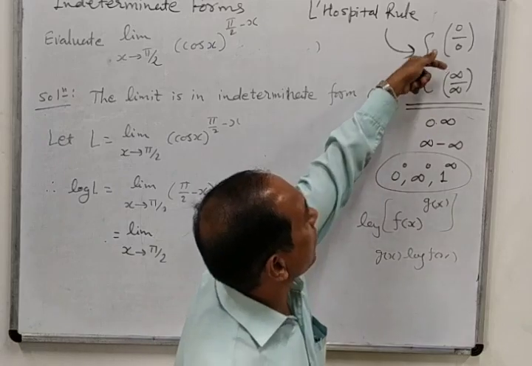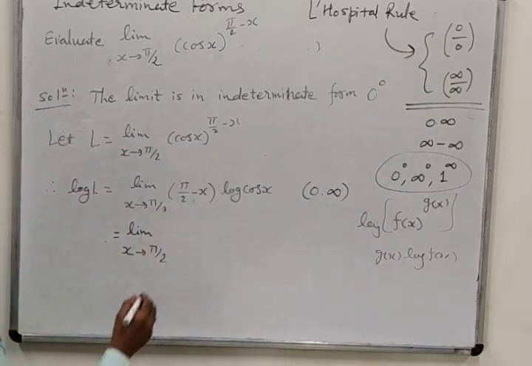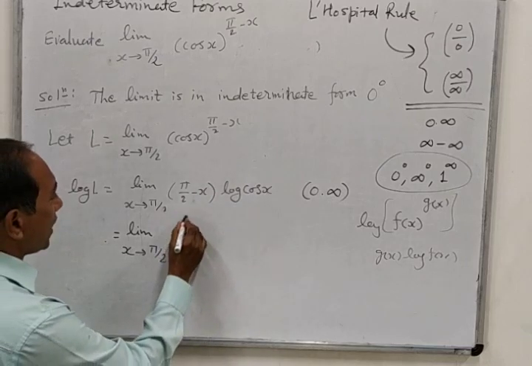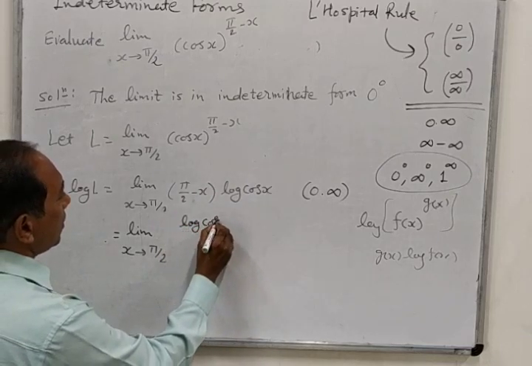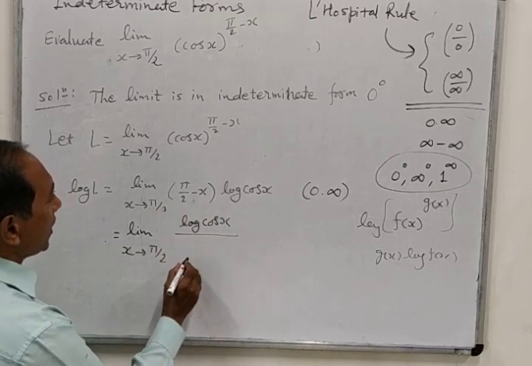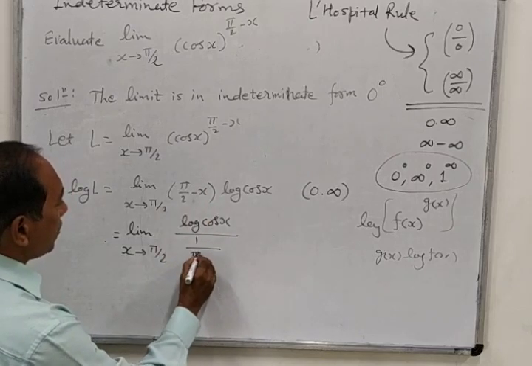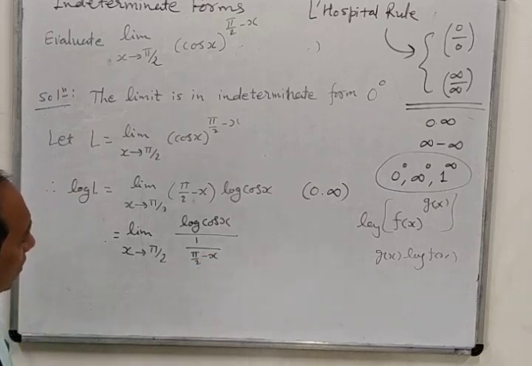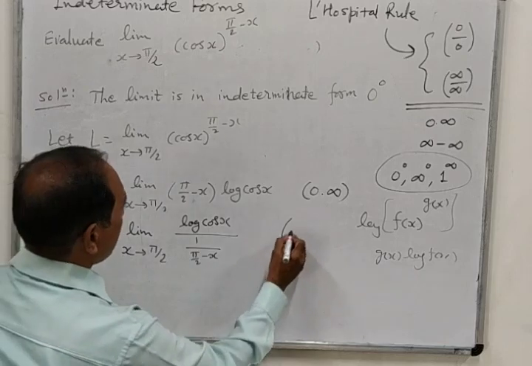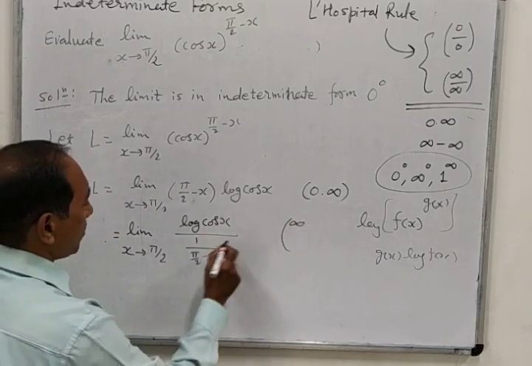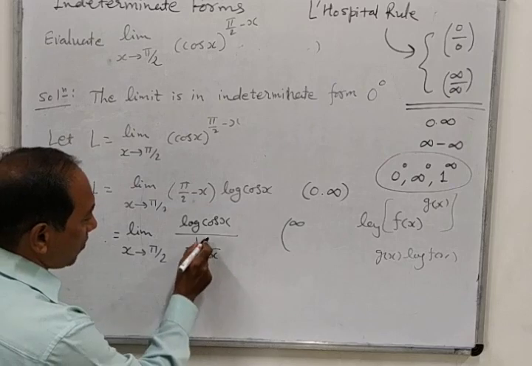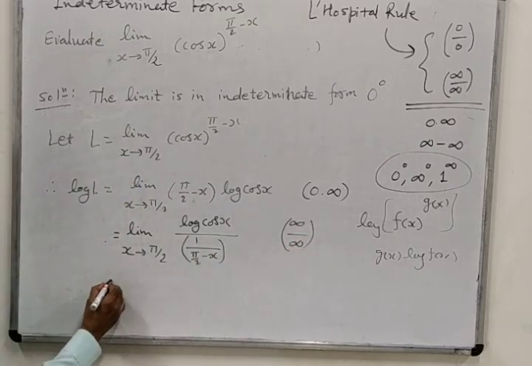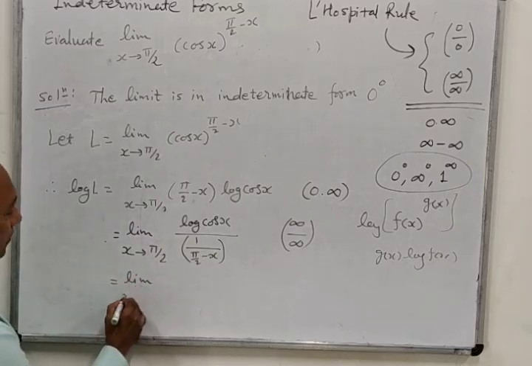Now this form we will convert into one of these two forms. So one function we will have to take in the denominator. As I told you, as far as possible keep log in the numerator and take the other function in the denominator. So here I have taken pi by 2 minus x in the denominator. Now you can see that this form is infinity, because log 0 is infinity, and pi by 2 minus pi by 2 is 0, so 1 upon 0 is infinity. And then we can apply L'Hopital rule.